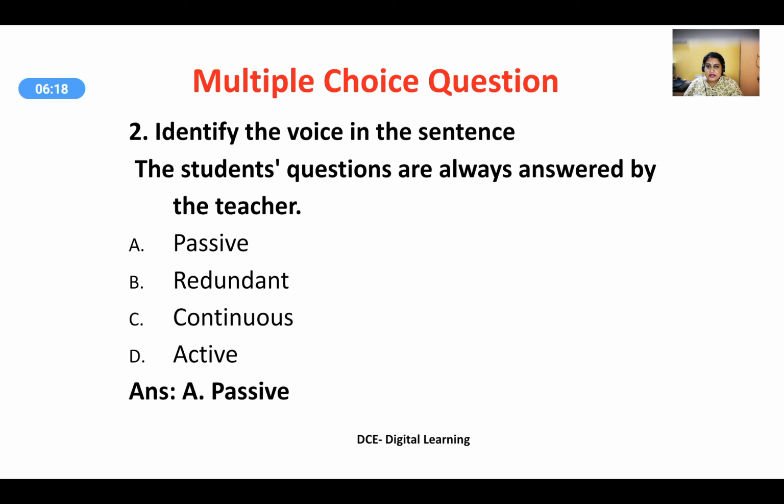Identify the voice in the sentence. The student's questions are always answered by the teacher. Remember, in a sentence, if by occurs followed by the subject, then it is definitely a passive voice. So the answer is passive voice.